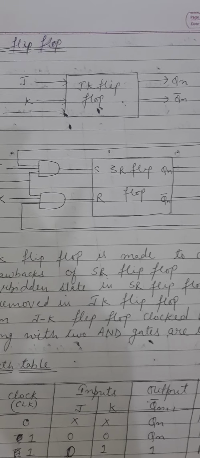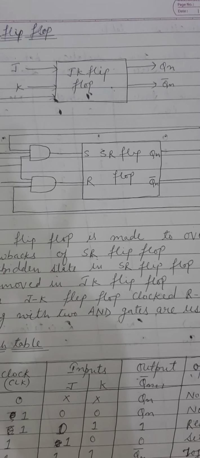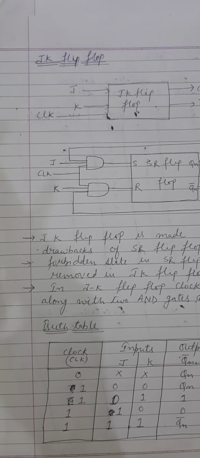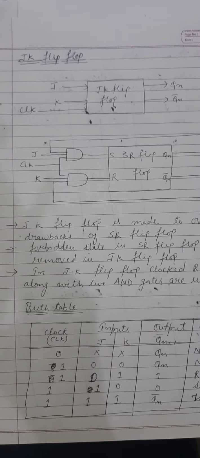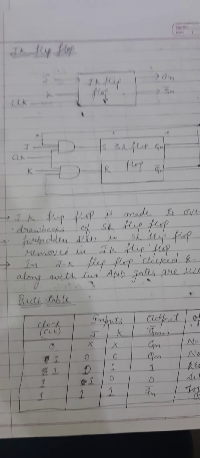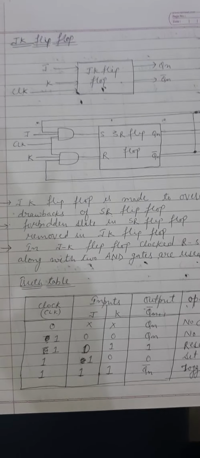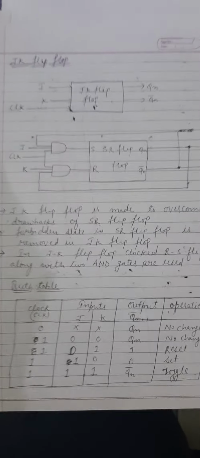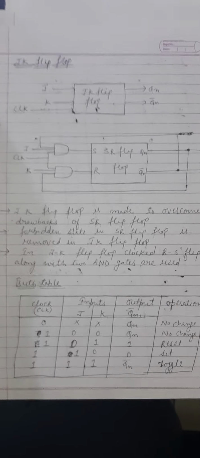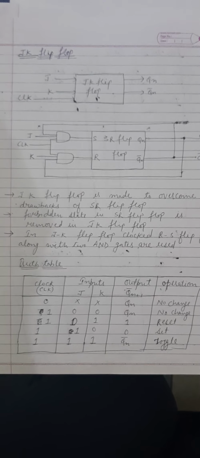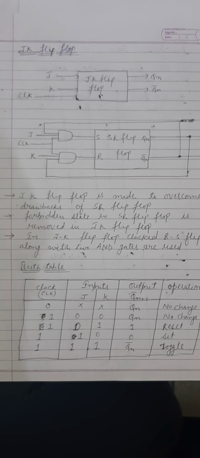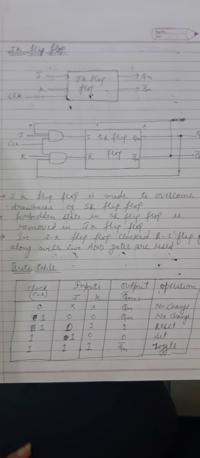Here are two inputs J and K and two outputs Qn and Qn complement, and then one another extra input, that is the clock input. Clock is used to synchronize the whole circuit, and when clock is equal to 1 the whole circuit is working, and when the clock is 0 then the circuit will not work. Okay, and in the JK flip-flop, SR flip-flop is used. Actually, JK flip-flop is used to overcome the drawbacks of SR flip-flop. The drawback of SR flip-flop is that the forbidden state is coming, which we want to remove, and for removing this state we are using JK flip-flop.